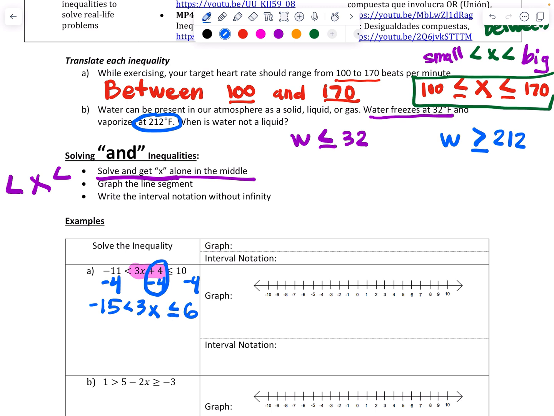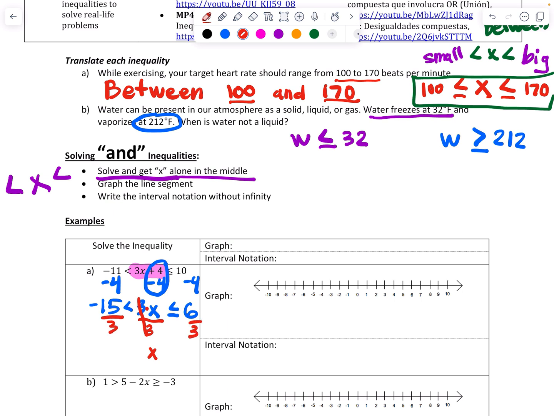Okay, now I'm trying to get the x by itself, and right now there's a 3 multiplying that x. So to get rid of the 3 times x, I divide by 3 because that will reduce down to just 1x in the middle. But I've got to do it on each part. So I divide by 3 in the middle, on the left, and on the right.